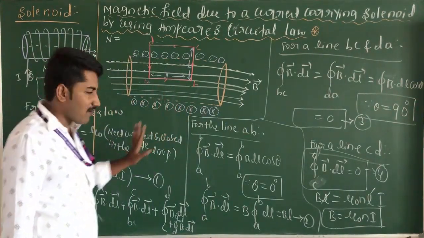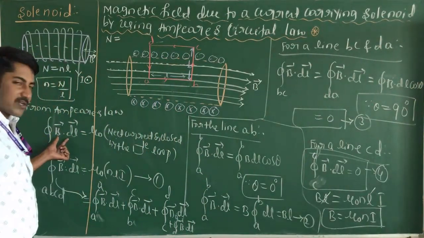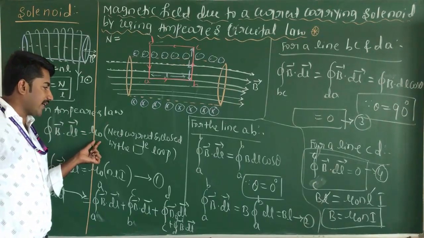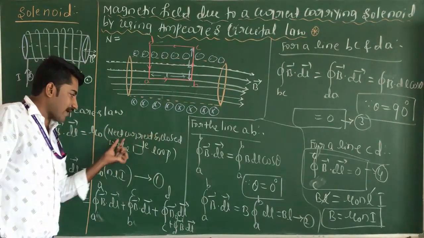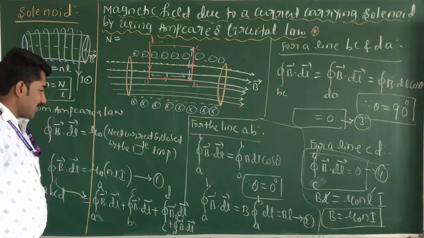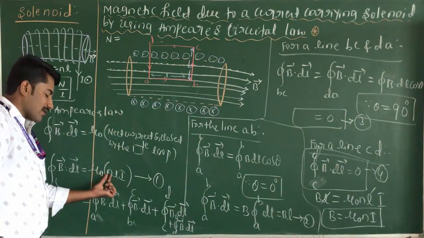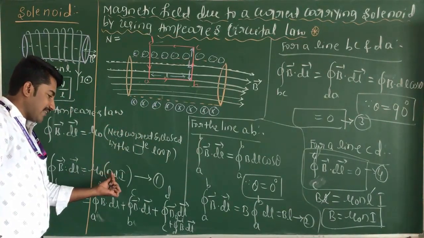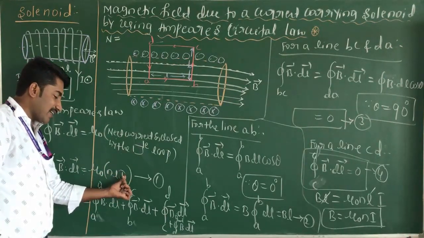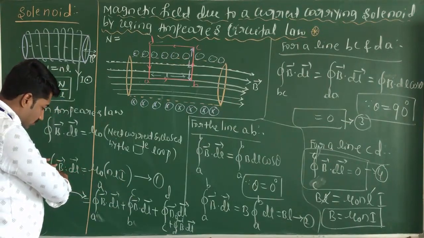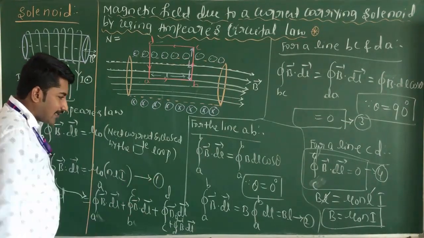It is a very simple concept. This is Ampere's Circuital Law: the line integral of vector B dot dl is equal to mu naught into the net current enclosed by the rectangular loop. This rectangular loop depends on n, the number of turns per unit length. L is the length of the solenoid, I is the current in the rectangular loop. When you divide all these four cases separately, you get the values.